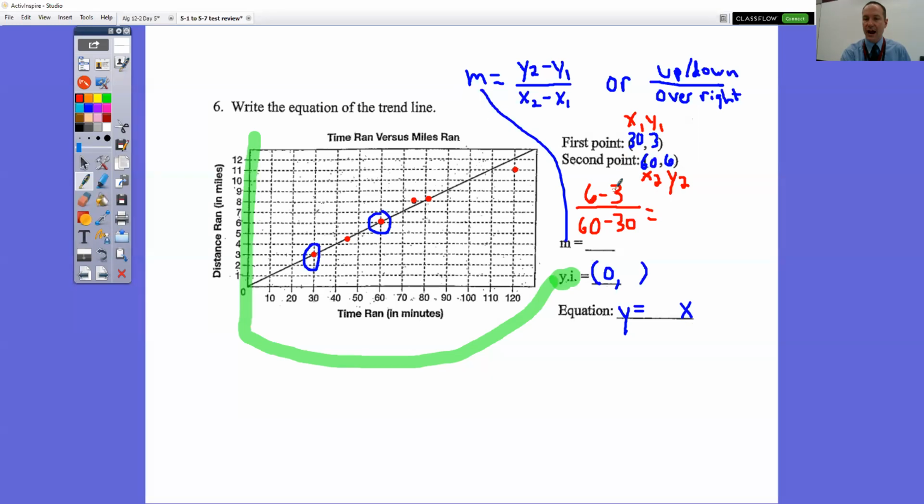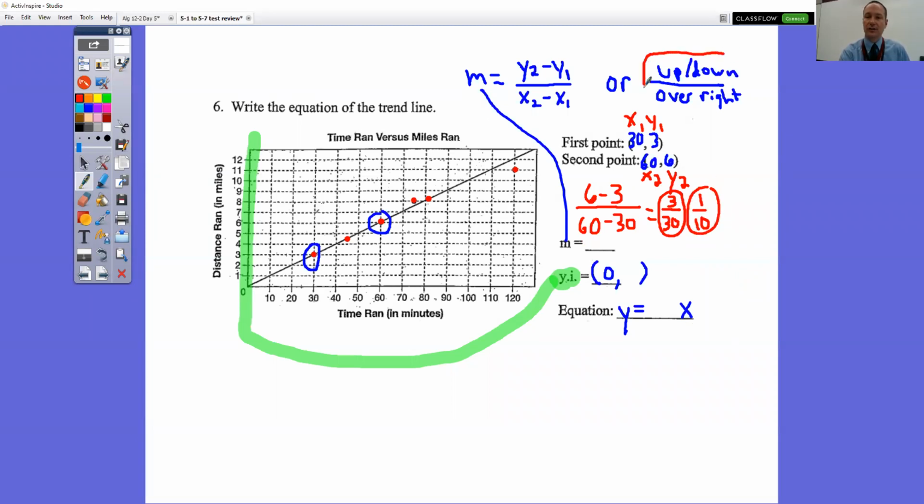When you go to subtract those, 6 minus 3 is 3. 60 minus 30 is 30. This would be your slope. If you chose to reduce that, that'd be fine. Divide by 3, and you would get 1 over 10. Either of those two answers are good for your slope.